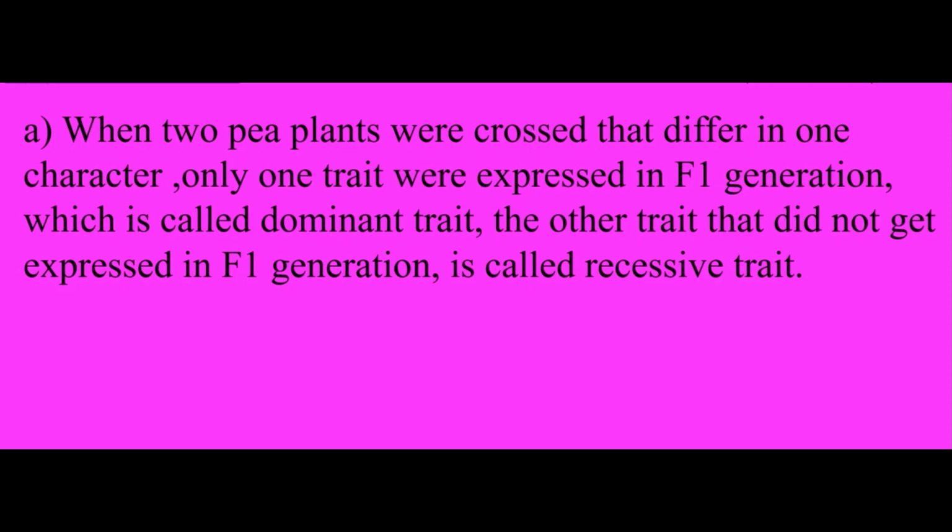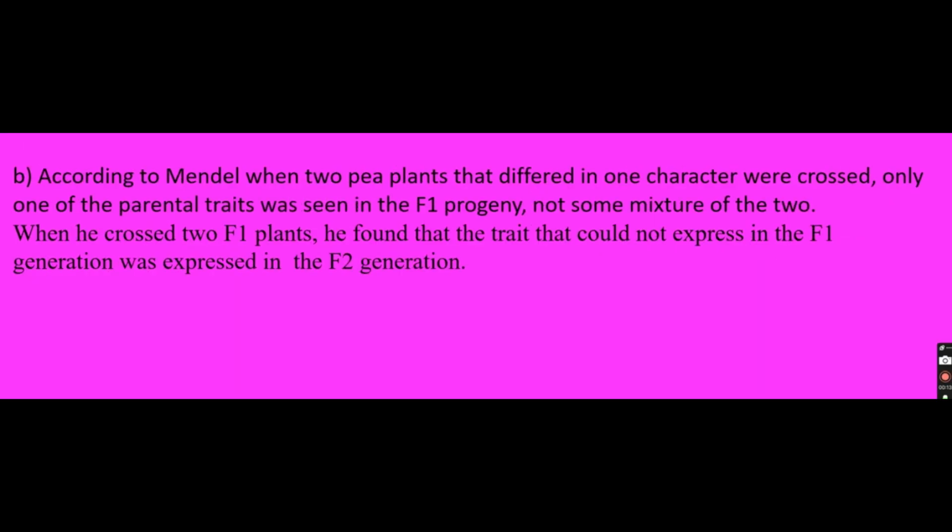Now for the B part of the question, according to Mendel, when two pea plants that differed in one character were crossed, only one of the parental traits was seen in the F1 progeny, not some mixture of the two. So when he crossed two F1 plants, he found that the trait that could not express in the F1 generation was expressed in the F2 generation.